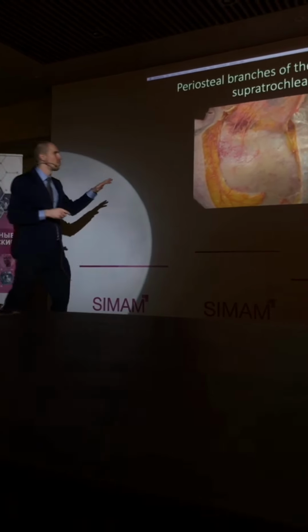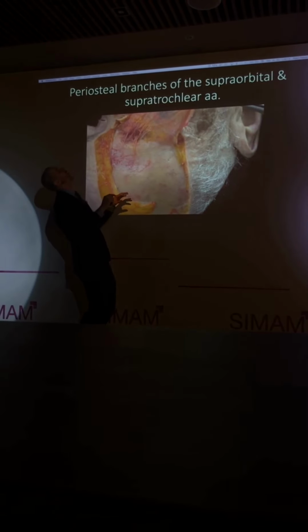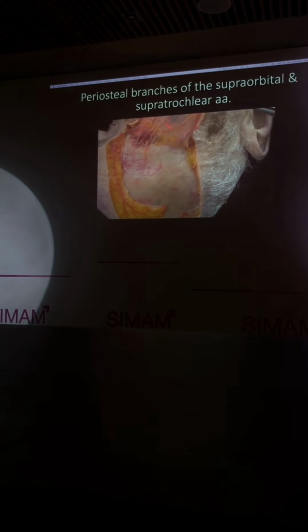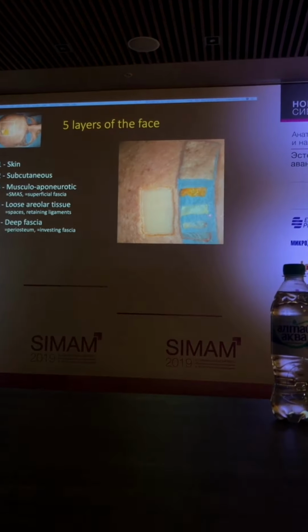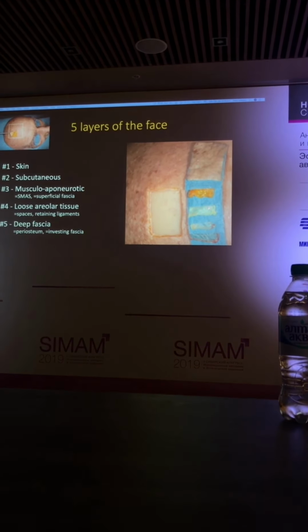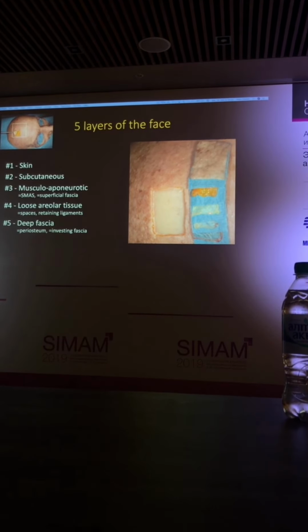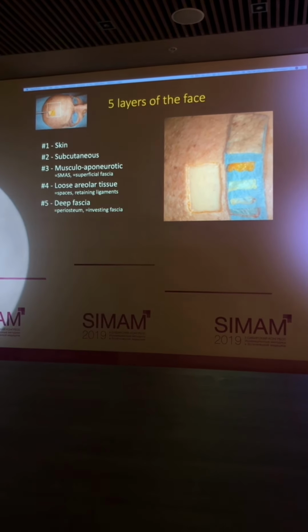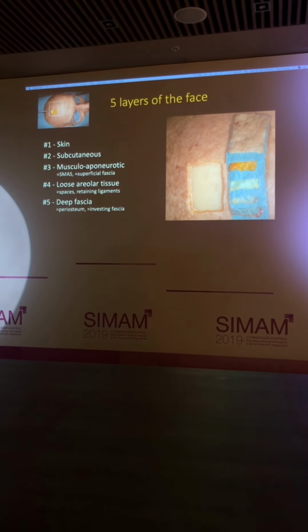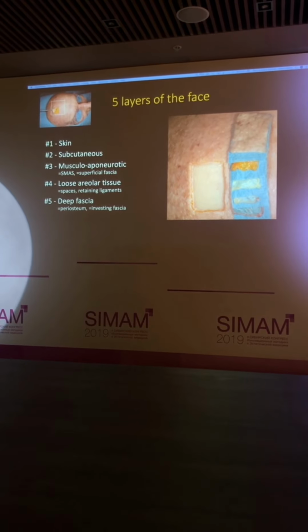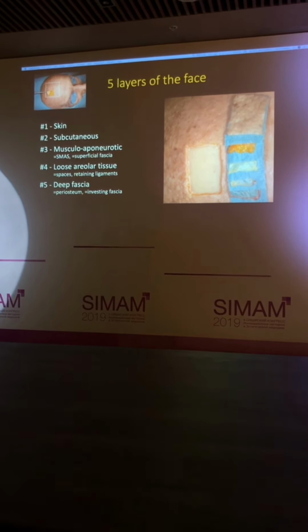So this is a different perspective. This is the right ear here. We have the subcutaneous fat layer. And then we have the SMAS, in this case represented by the galea aponeurotica. Then we have the loose areolar tissue layer. And then we have a fifth layer, which is the deep fascia, in this case periosteum.